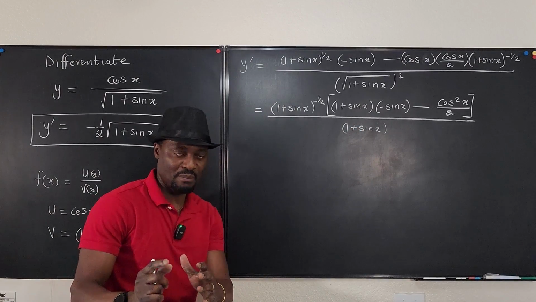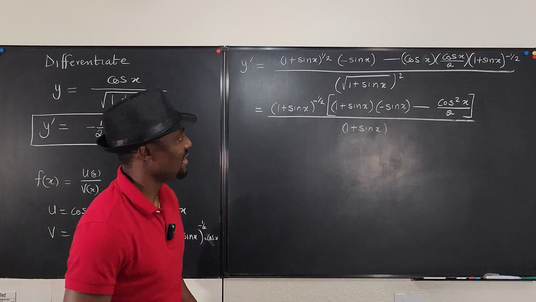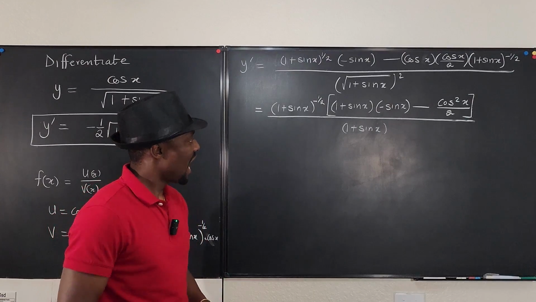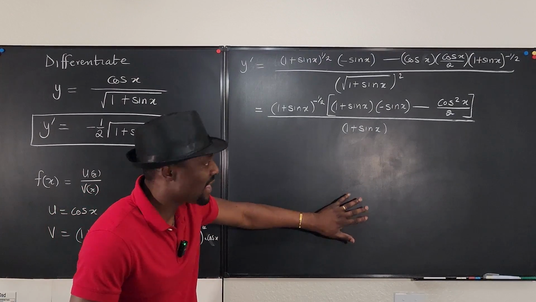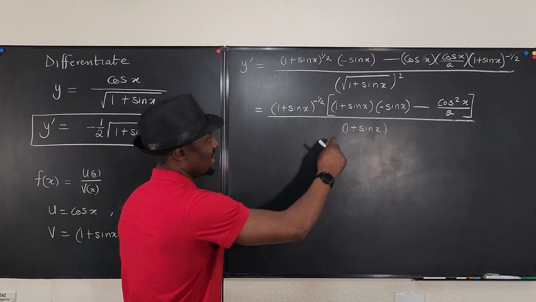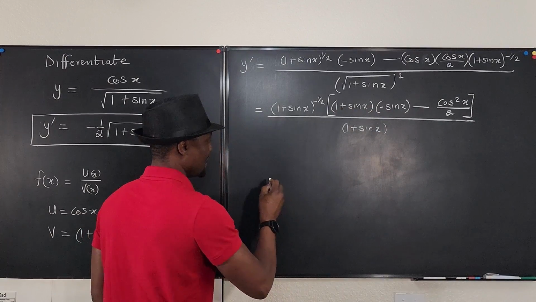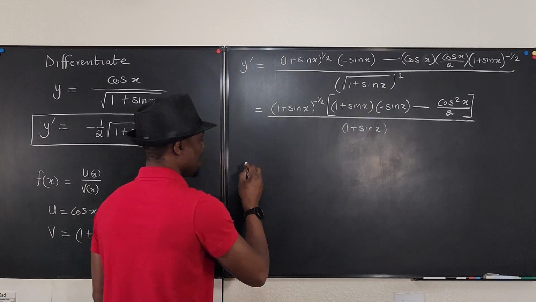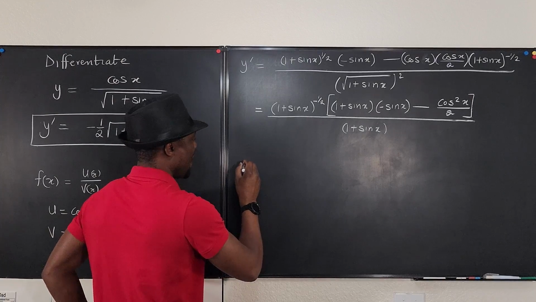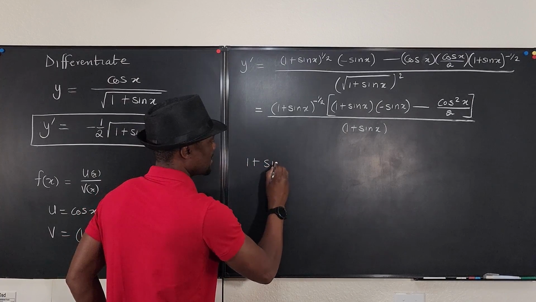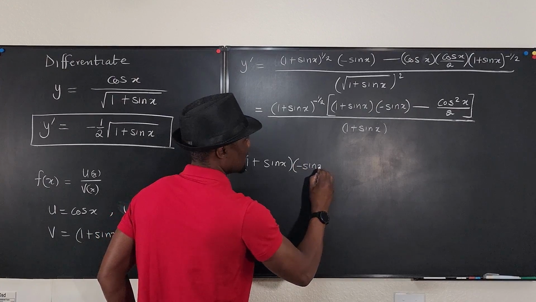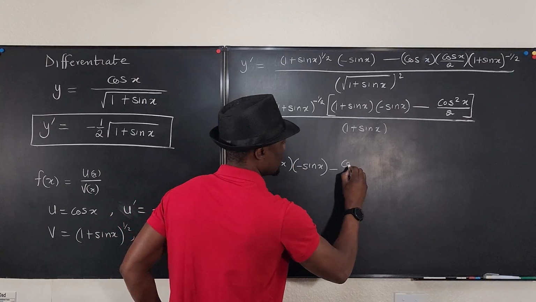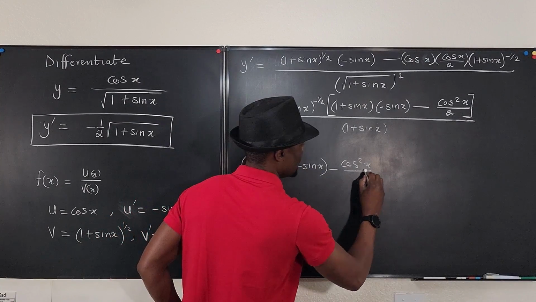Now watch what's going to happen. Let's simplify what's on the inside here, because that's where the work is. I may not have enough space to simplify, so I'm going to do it here and then put it back in the next line. If we distribute this, we have 1 plus sine x times negative sine x minus cosine squared x over 2.